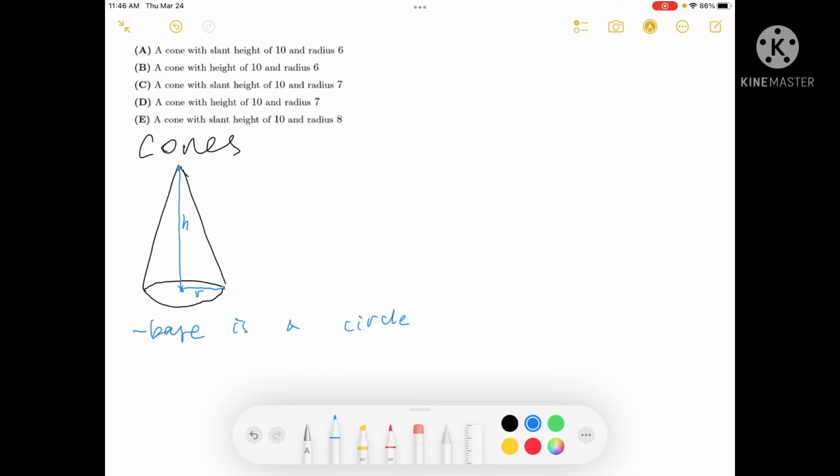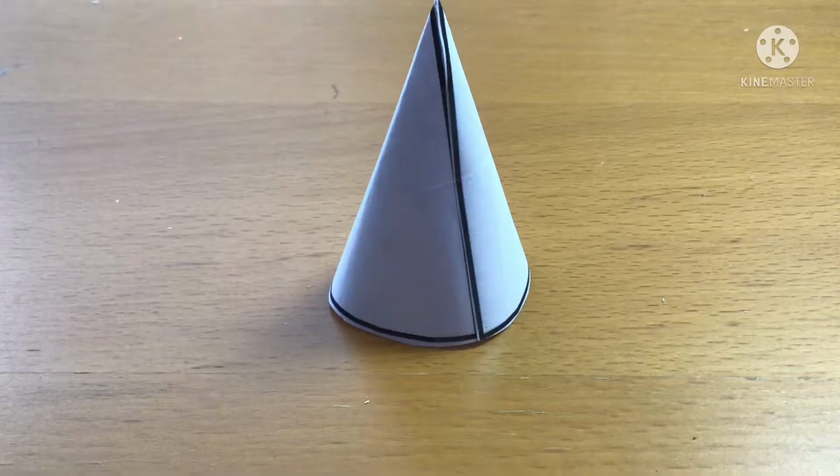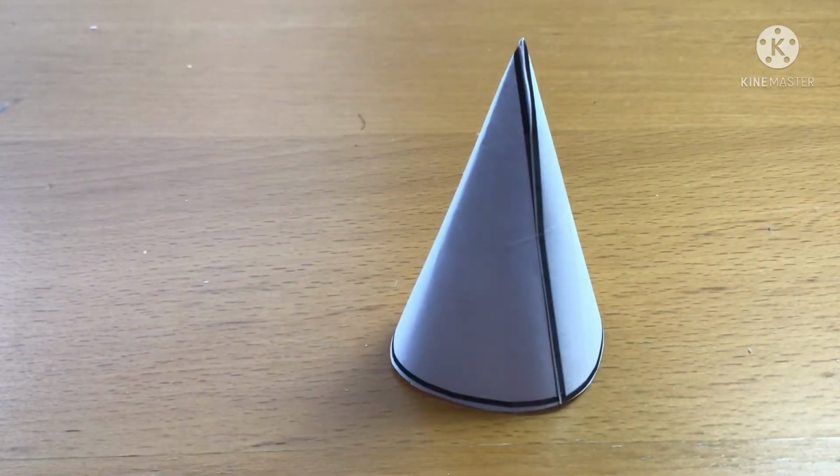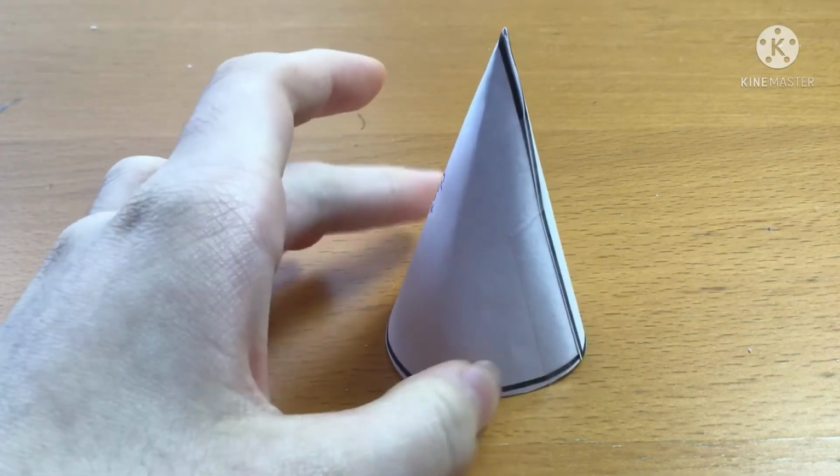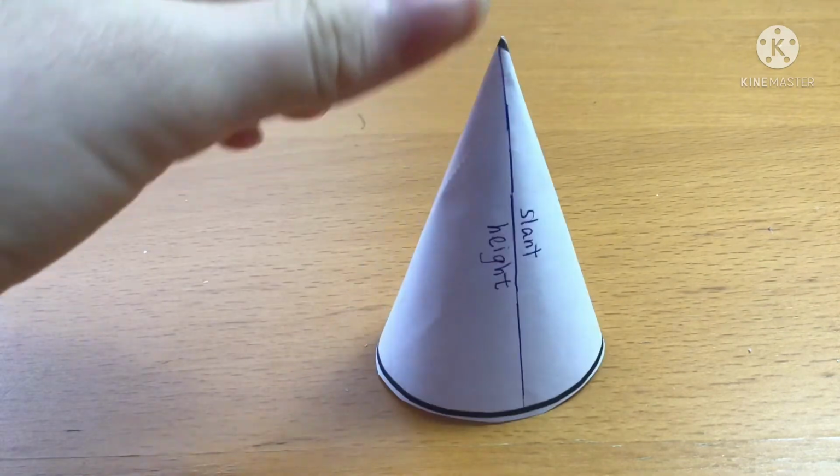Then you also have something called the slant height, which is basically this green line. Talking about cones is quite abstract, so let's look at a real one to get to know it better. Over here I have a real 3D one made of paper, so we can just look at it. So this is the slant height I was talking about.